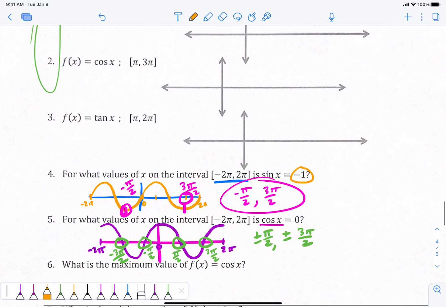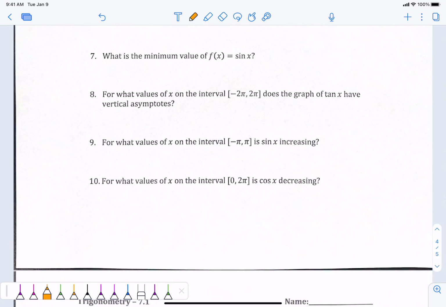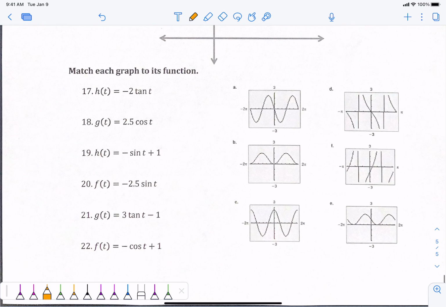And it is hard to graph. But do your best. The rest of it's just answering questions. Do the best you can. 17 to 22 is just matching, and you should use one for each one. Okay? Good?